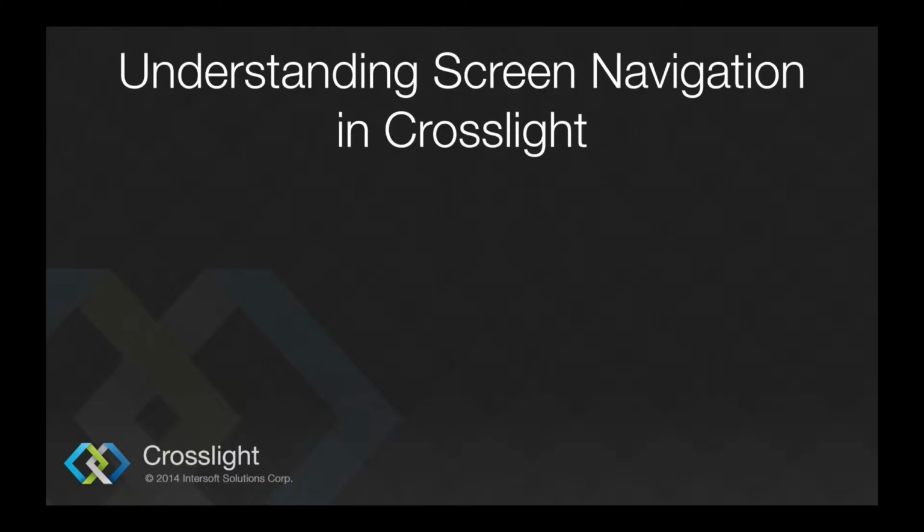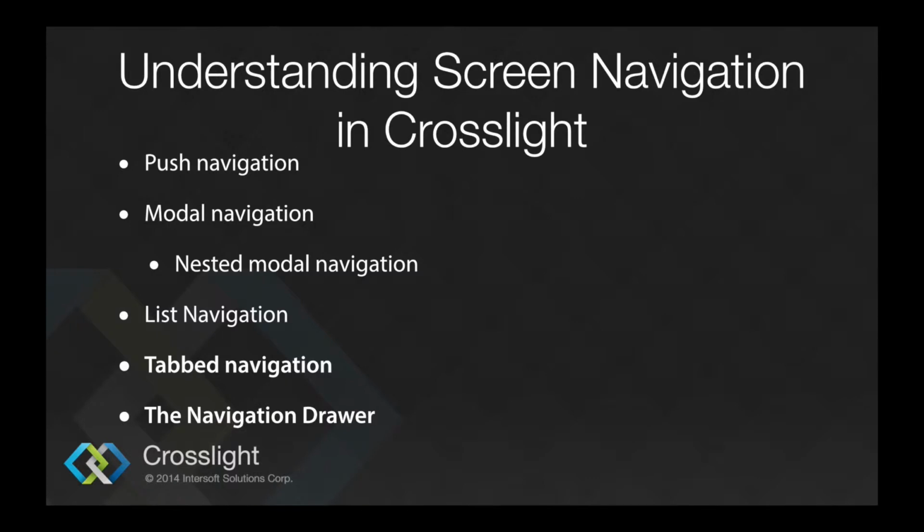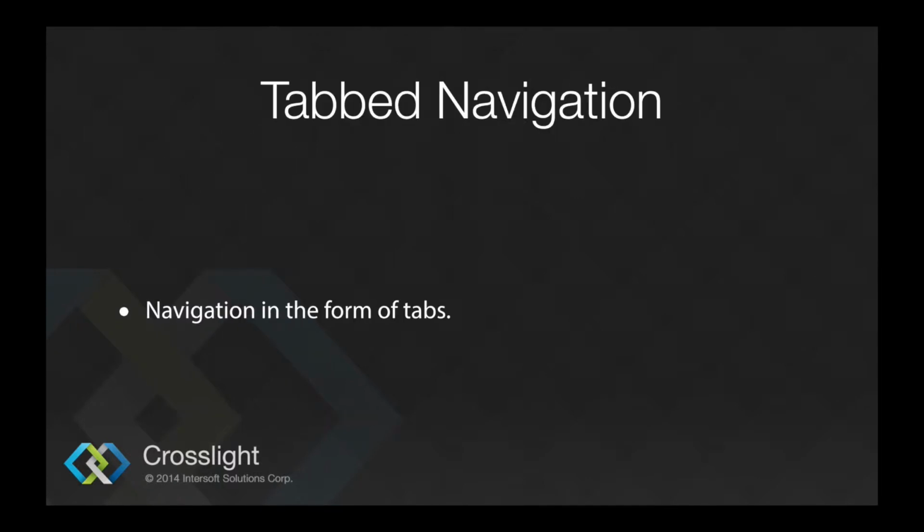In the previous video, I've covered 3 navigation patterns in Crosslight: push navigation, modal navigation, as well as list navigation. This is the second part of the video. In this video, I will cover 2 more types of screen navigation in Crosslight, which are tab navigation and the navigation drawer. The tab navigation pattern allows you to specify navigation in the form of tabs.